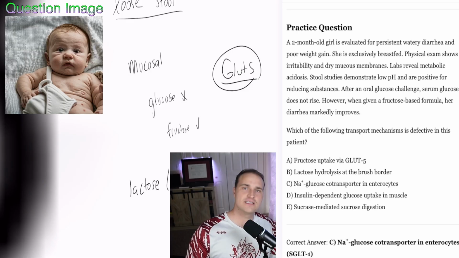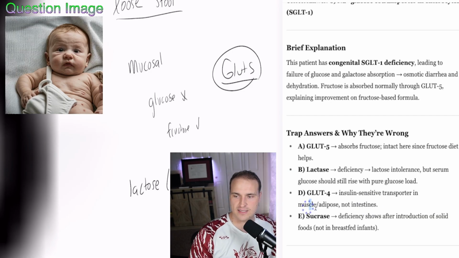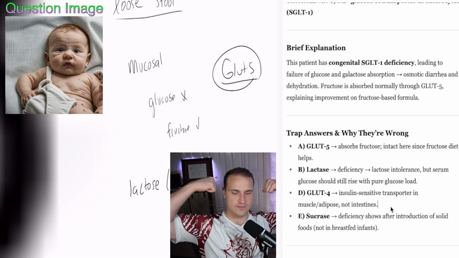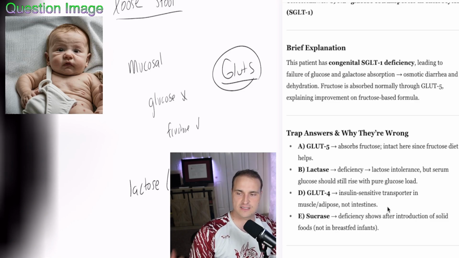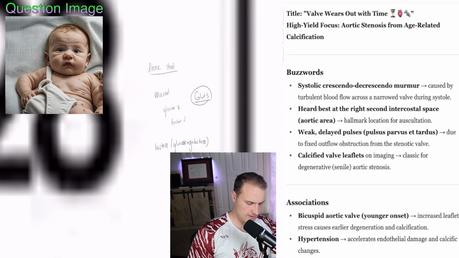Now another thing, SGLT1s, these are in the small intestine, in the muscle. Think about it, you have 4 muscly limbs, right? Especially if you're lifting your calcium oxalate dumbbells. Sucrase deficiency shows after introduction of solid foods. Cool? I think this baby is cool.